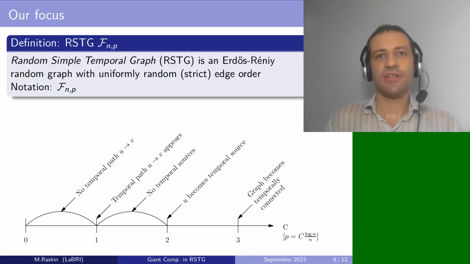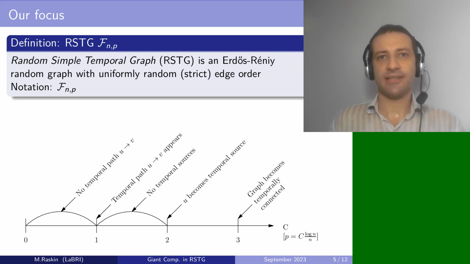Our model is random simple temporal graphs, or temporal Erdős-Rényi graphs. We just take the same parameters n and p, the number of vertices and the probability of presence of the edge. We take an Erdős-Rényi random graph, and we take a uniformly random permutation of the edges that are present. So we pick a random strict edge order on the graph.